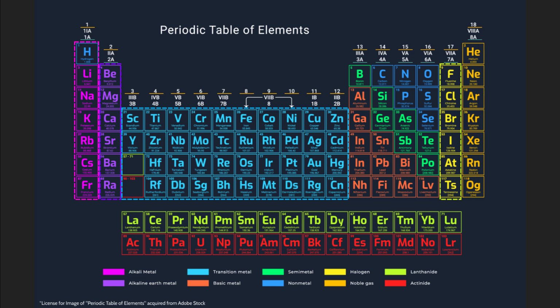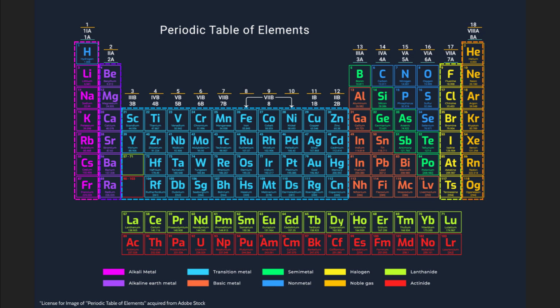The next group I want to talk about are the halogens. We find them in group 7A or 17. Fluorine, chlorine, and bromine are here. Halogens are very reactive nonmetals and have 7 valence electrons. The name halogen translates to salt former.